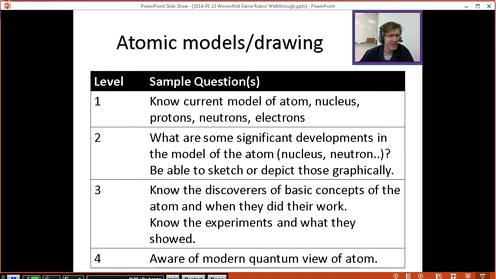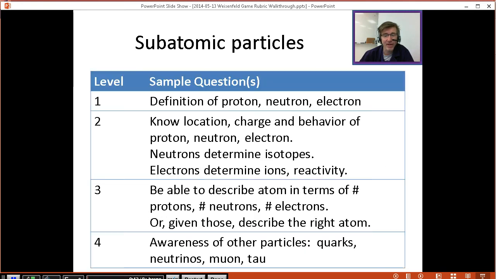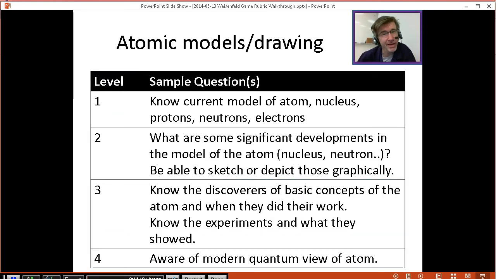You need to know what the current model of the atom is. Nucleus, where is that? Protons, where are they? Neutrons, electrons, where are they? What is their charge? Hey, you need to know what their relative masses are. Which one is the heavier one? Which ones are the lighter ones? Protons, neutrons, heavy. Electrons, relatively light.